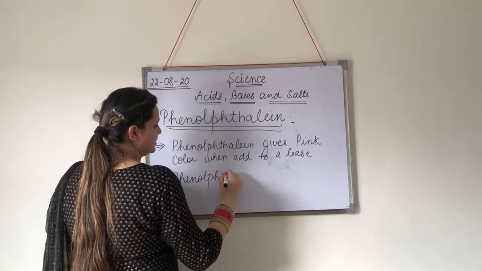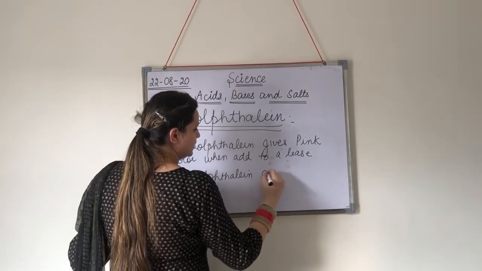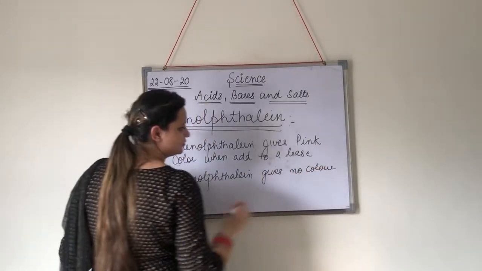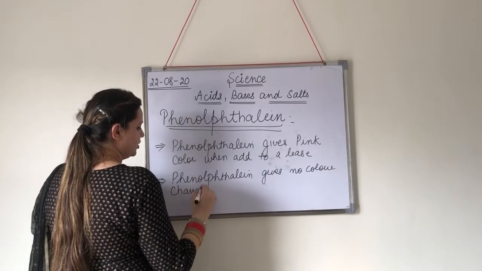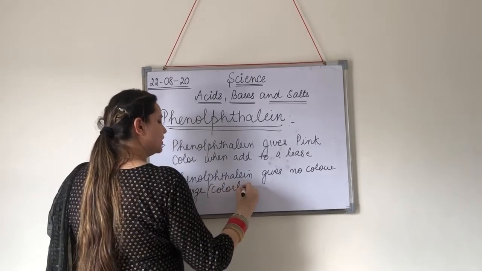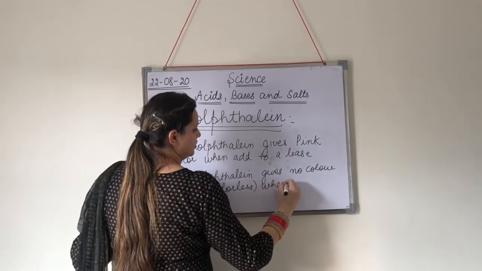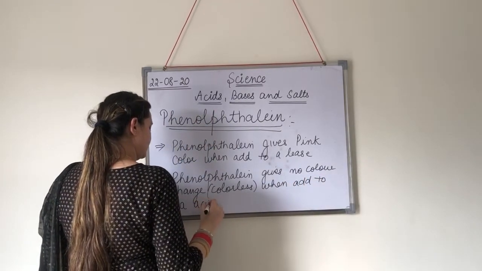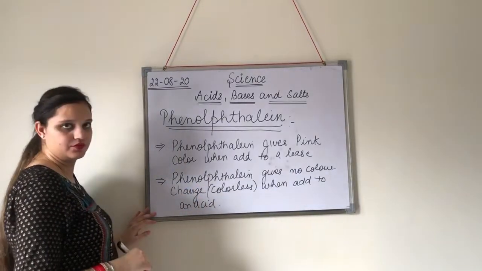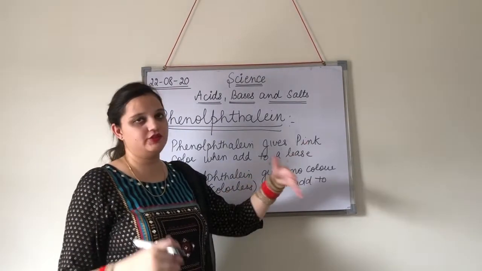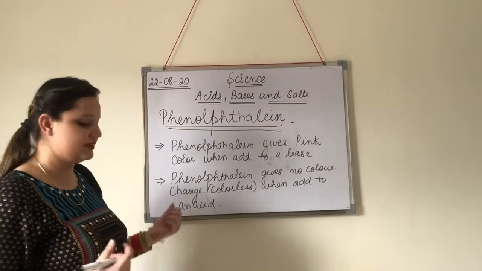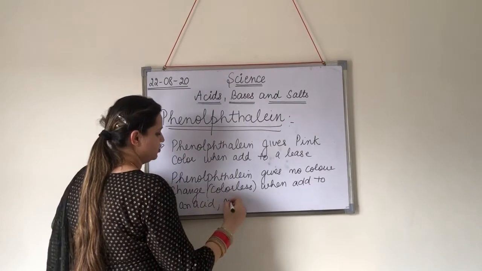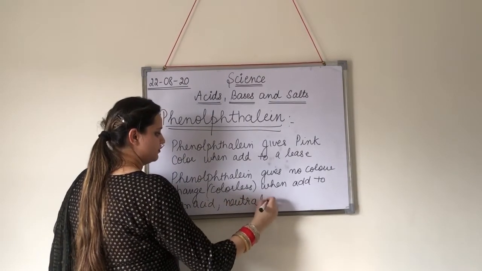And what about the acidic solutions? Phenolphthalein gives no color change, or you can say the color will be colorless when added to an acid. Okay, so for the base, phenolphthalein will be giving you a pink color. For the acid, it is not going to give you any color, right? So acid, or also you can say for the neutral substances.